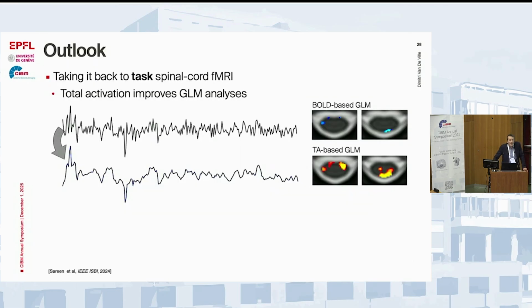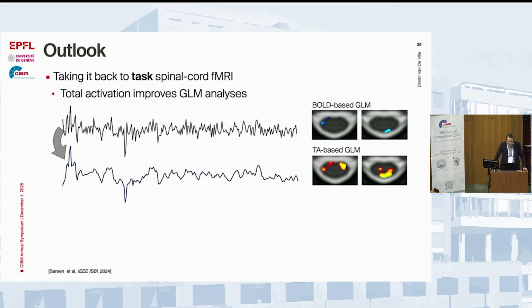Okay, so one final comment I'd like to make is somehow we made a tour. We went from the brain to the spine and back, bringing them together. And the way we did this was based on this total activation framework. If you bring the total activation framework also back to the original challenge we had with task spinal cord fMRI, what you can see is that it's actually very helpful as well.